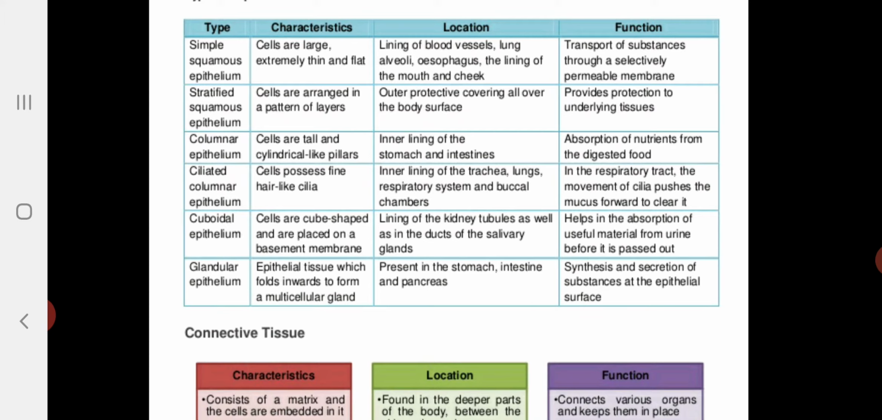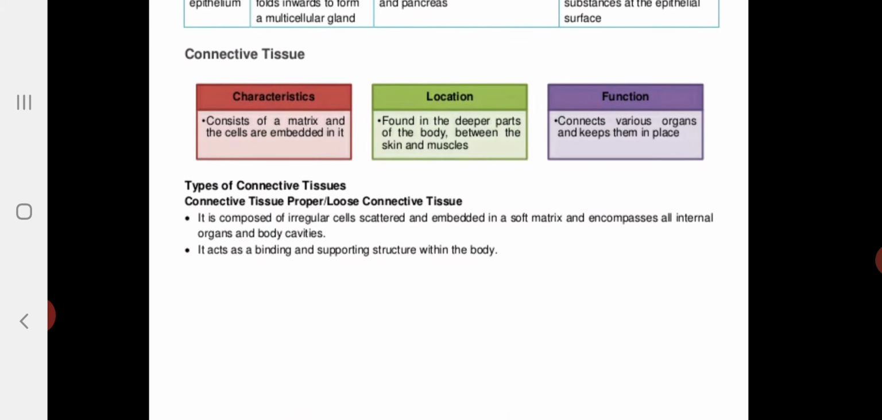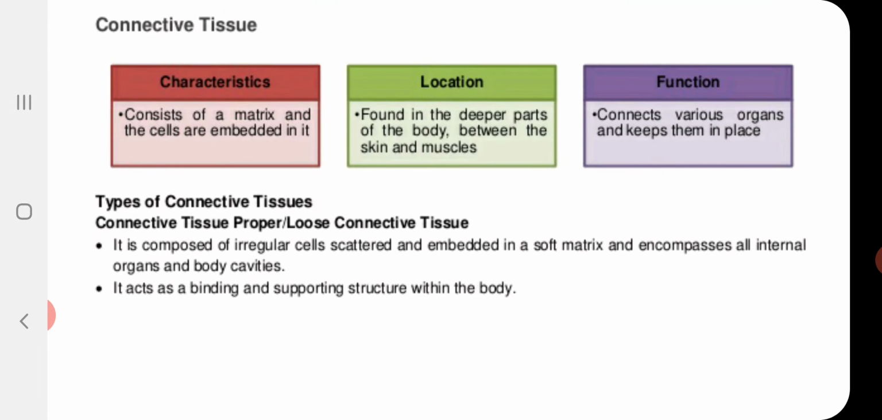Now we are going to study connective tissues. Connective tissues are characterized by a matrix with cells embedded in it. They are found in the deeper parts of the body between the skin and muscles, and their function is to hold various organs in place.